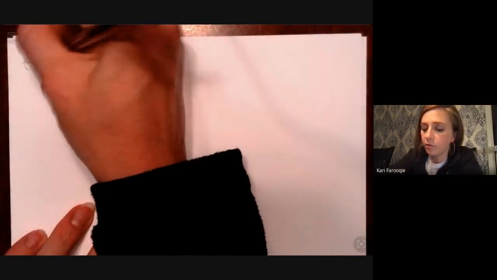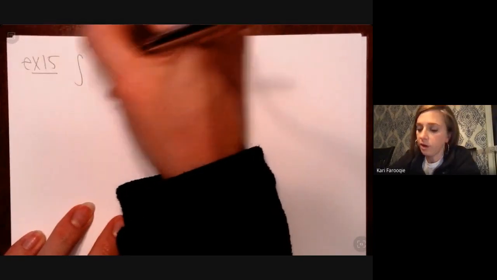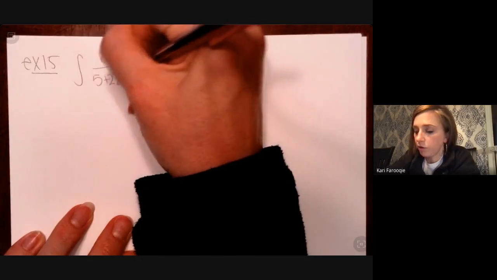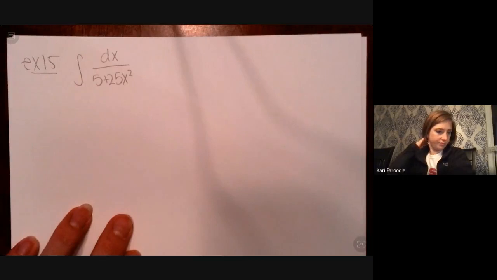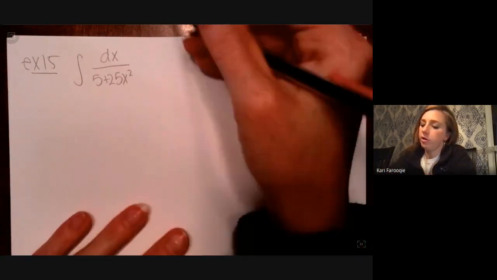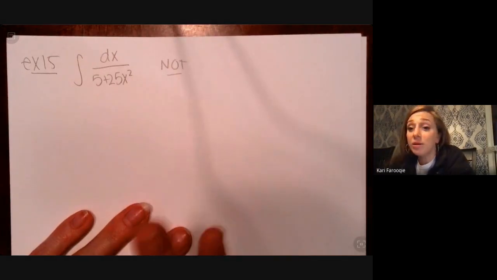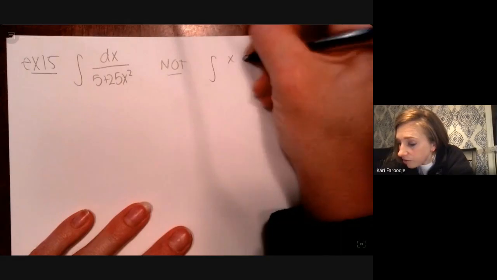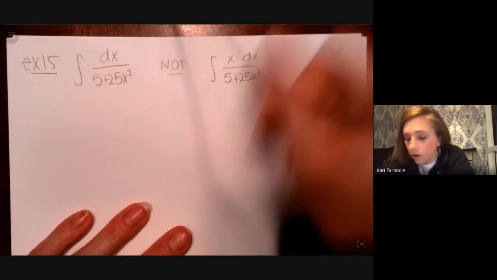All right, last one for today. Example 15. This is the integral of dx divided by 5 plus 25x squared. Now, again, I'm emphasizing this because it's such a big deal. This is not the integral of x dx divided by 5 plus 25x squared.